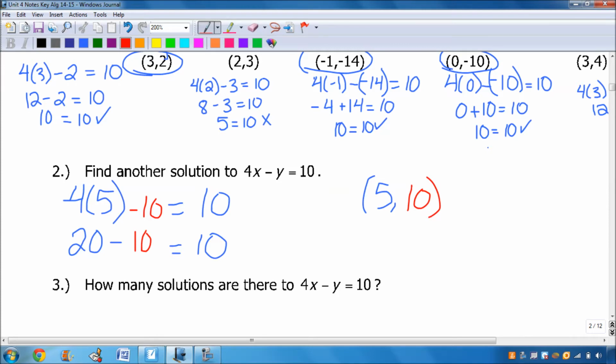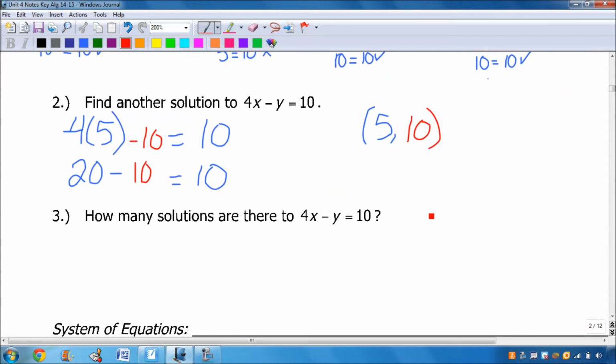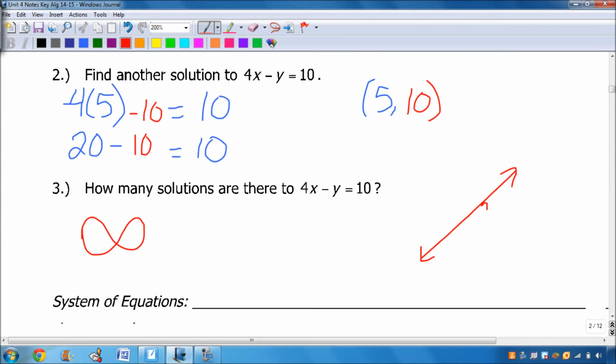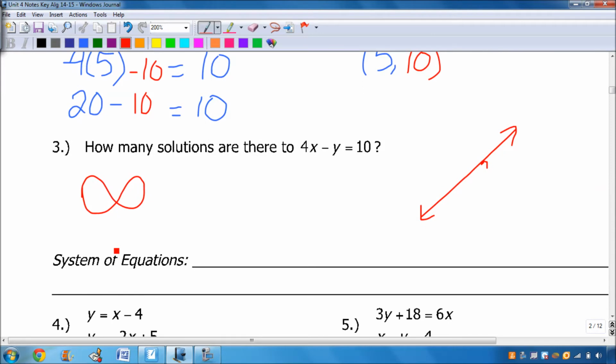Okay, so hopefully you should understand that no matter what you plug in for x, you'll have a corresponding y value, so that the line has multiple points on it, right? If I were to graph the line out, it would end up looking like this. I have multiple points on the line. I can choose anywhere on the line and there'll be a point there, so that means that there are infinite solutions to 4x minus y equals 10, okay? So in one line, you have infinite solutions, right?